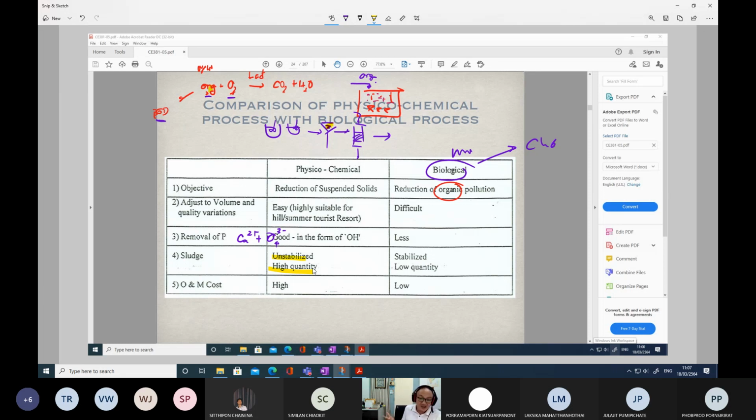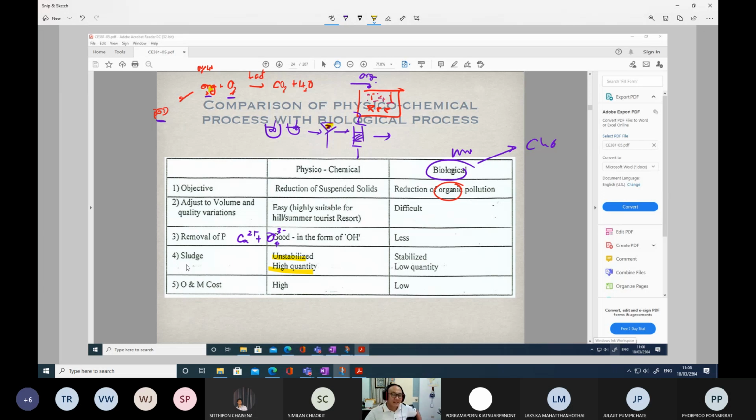We only want the stabilized sludge, but we don't want the unstabilized sludge. Some sludge, just when the pH of the water changes, is resolubilized again. So it gets dissolved again. So this kind of sludge we don't want. For the physical chemical process, mostly the sludge is unstabilized, but for the biological process, the sludge is mostly stabilized. So we will talk about sludge treatment and management again in the next two chapters.